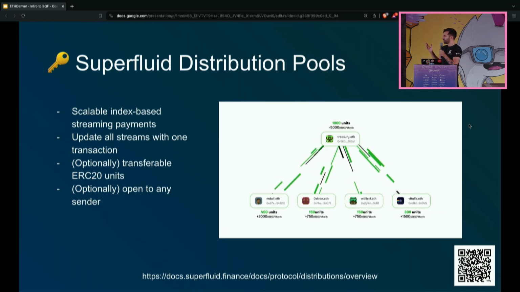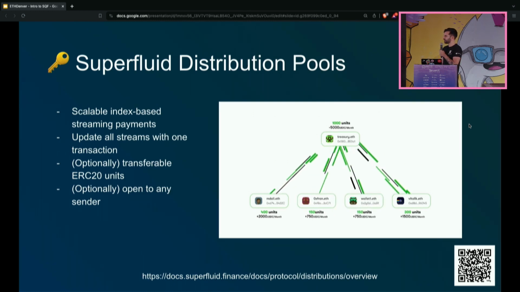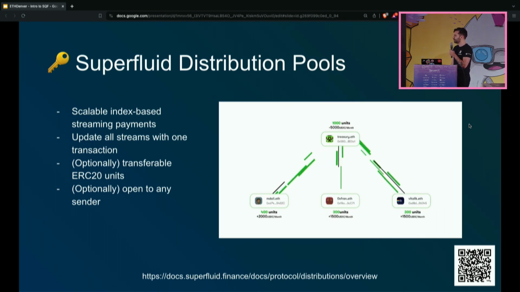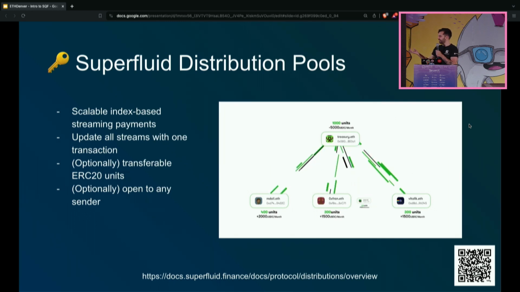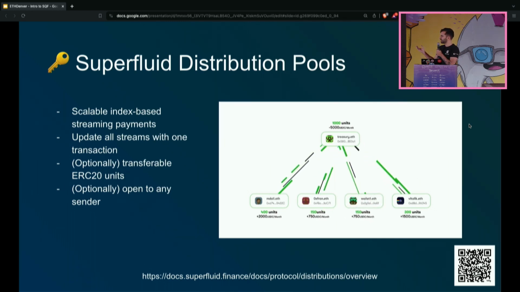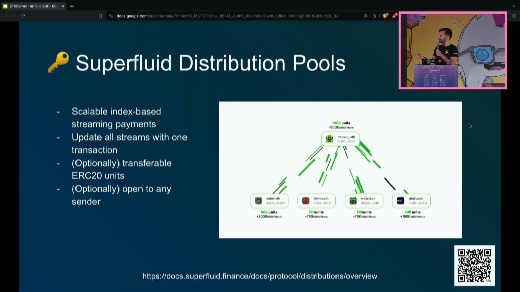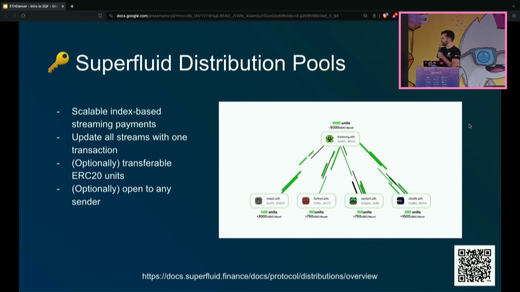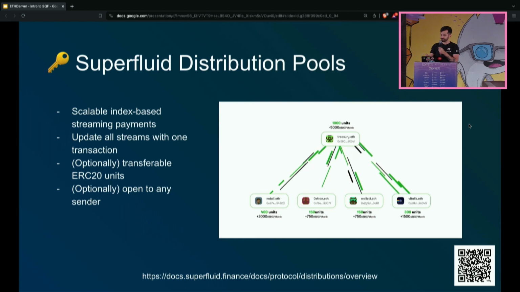Under the hood, all of the units, the individual percentages of allocation, are actually transferable ERC20 units. So if you're a builder, you can imagine some of the things that would give you in terms of capabilities. And optionally, and this is something we make use of here, you can make it so that any sender can pay into a Superfluid distribution pool and have the proceeds split equally to all senders and update via the same mechanism.